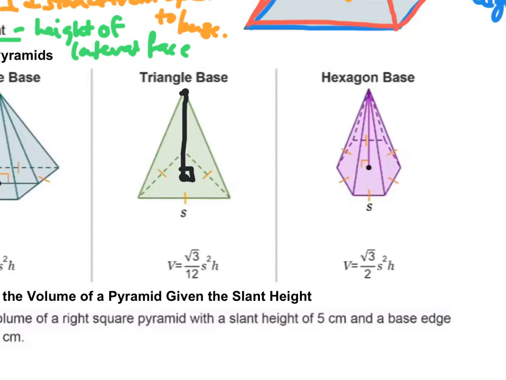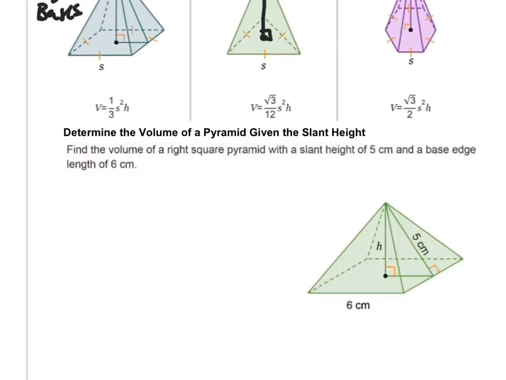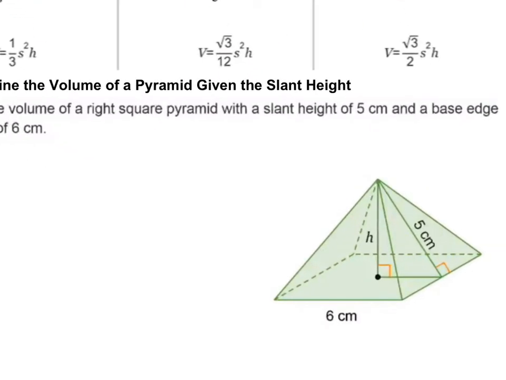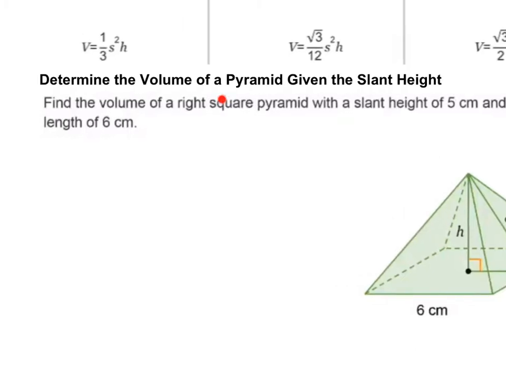Let's go ahead and determine the volume of a pyramid given the slant height. It says find the volume of a right square pyramid. When it tells me that I have a right square pyramid, that means that my base is a square.